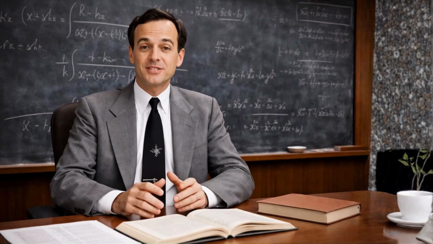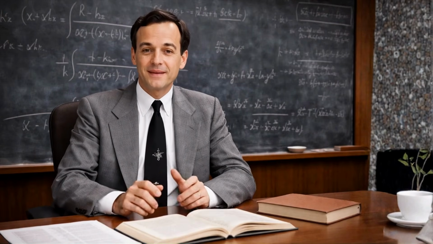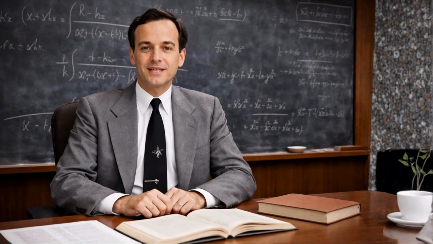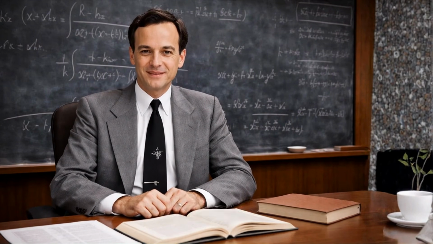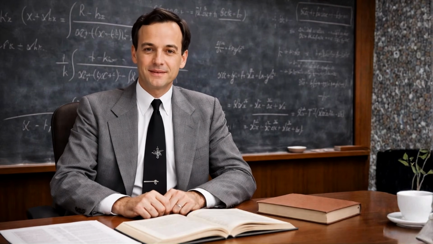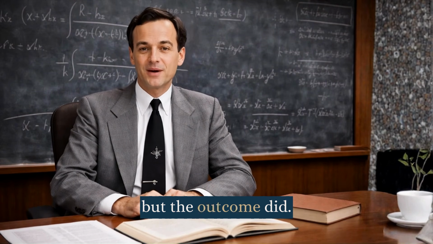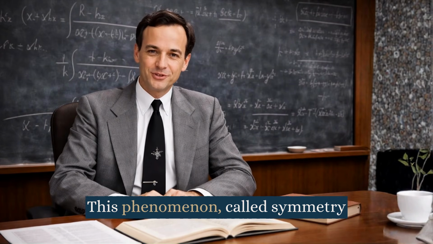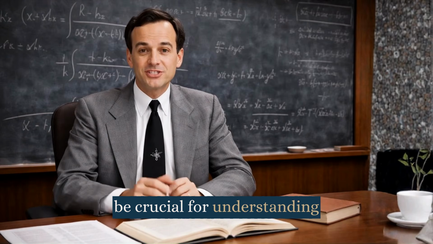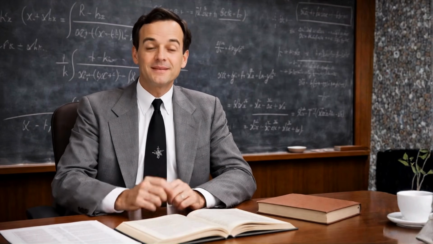A useful example is a pencil balanced upright on its tip. In that moment, every direction is equivalent. The situation is symmetric, yet the pencil never stays that way. It falls, choosing one direction and breaking the symmetry. The laws didn't change, but the outcome did. This phenomenon, called symmetry breaking, turns out to be crucial for understanding how particles acquire mass.